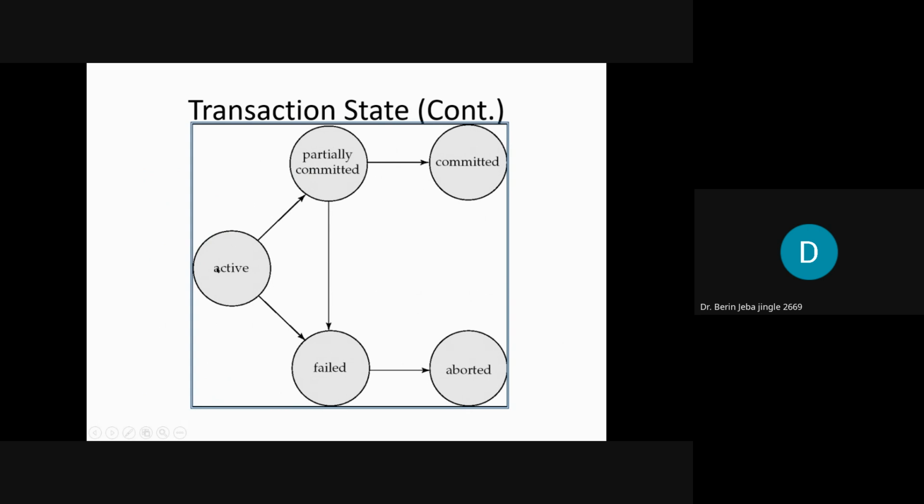Active state, partially committed state, it can also lead to failure. The active state, which is the initial state, can even lead to failure. At the initial state itself, failure can occur. In the partially committed state also, failure can occur. If failure occurs, then the transaction is aborted. Once partially committed, it leads to a fully successful transaction, which is called commit.